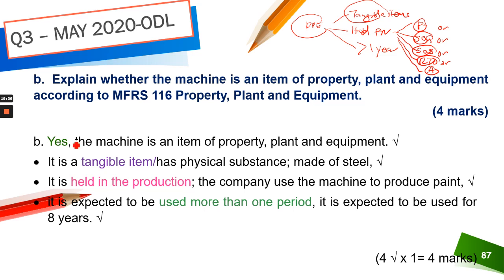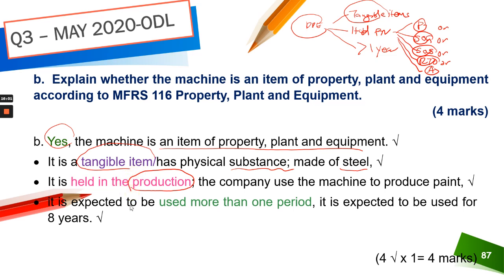In your case, yes. Why yes? The machine is an item of PPE because it is a tangible item. What is the proof that it is a tangible item? Because it has physical form or physical substance. For example, they are made of steel, they are made of metal, etc. They may be made of iron, right? Those are the proof that it has physical form. Next, it was used in manufacturing of paint. So meaning that it was used in production.